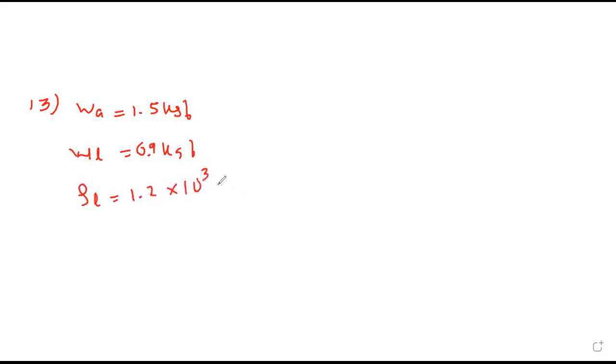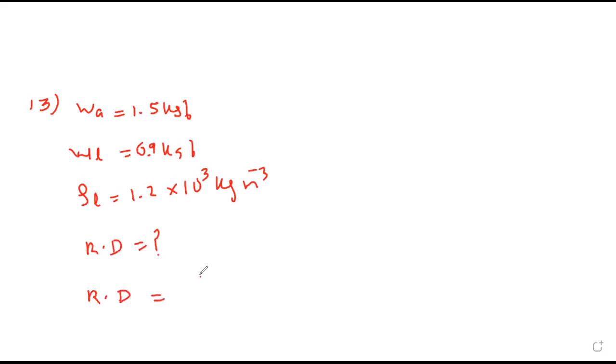A solid body weighs 1.5 kgf in air and 0.9 kgf in liquid. Density of liquid is 1.2 into 10 raised to 3 kg per meter cubed. What is the relative density of the solid?